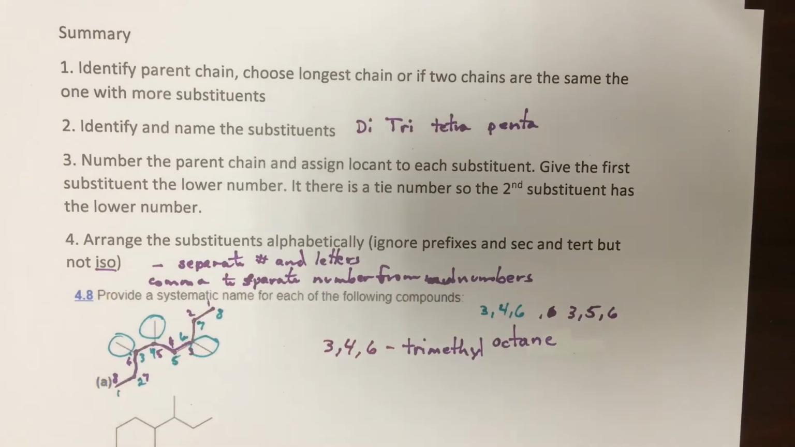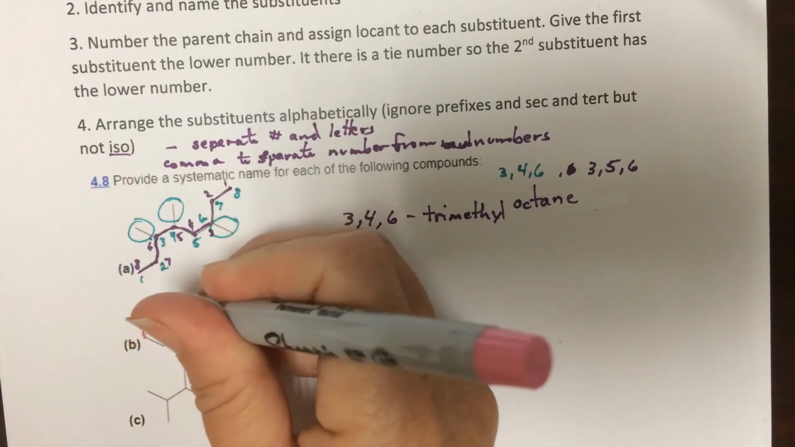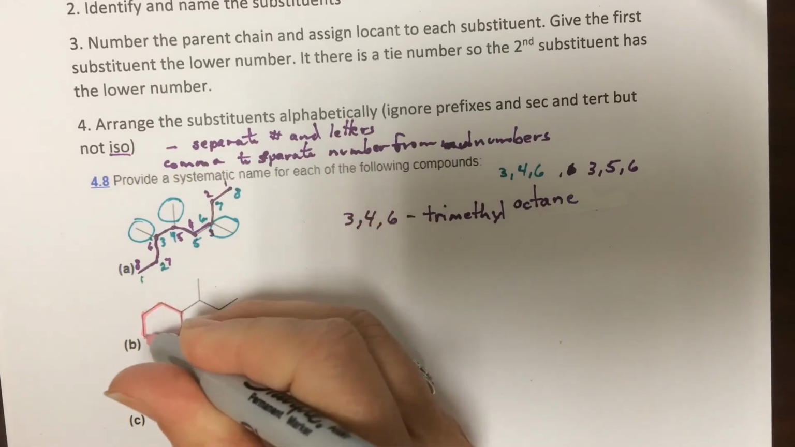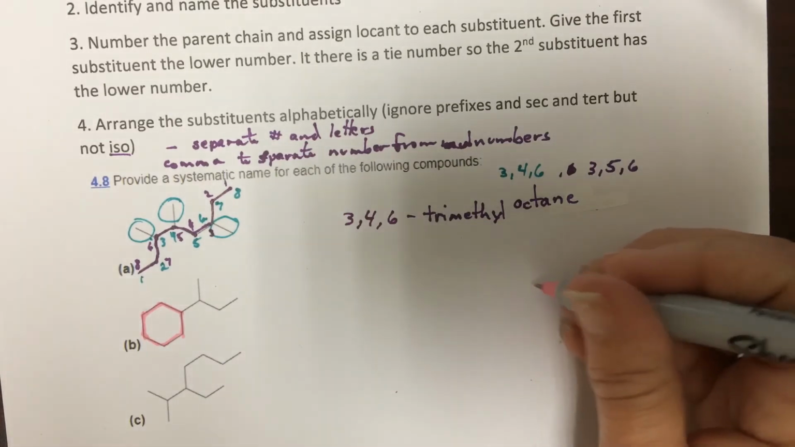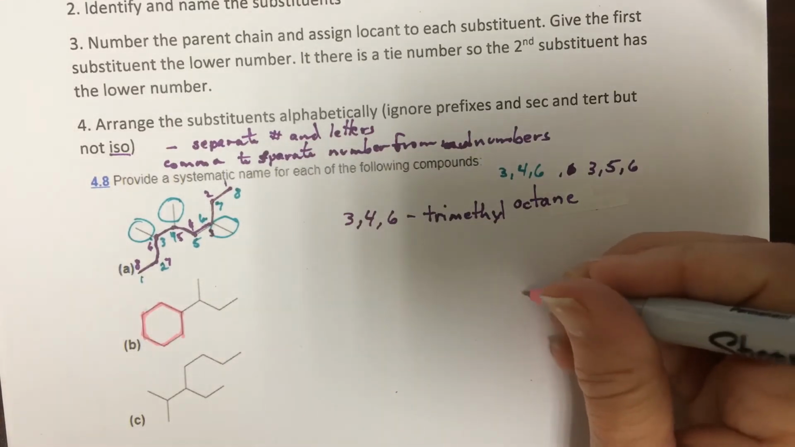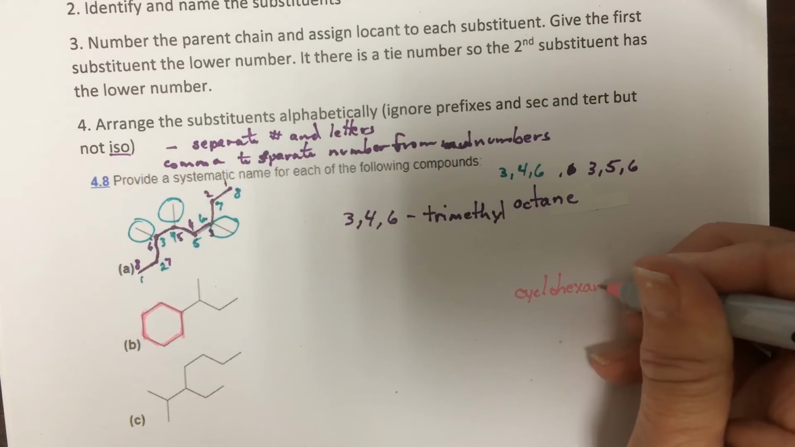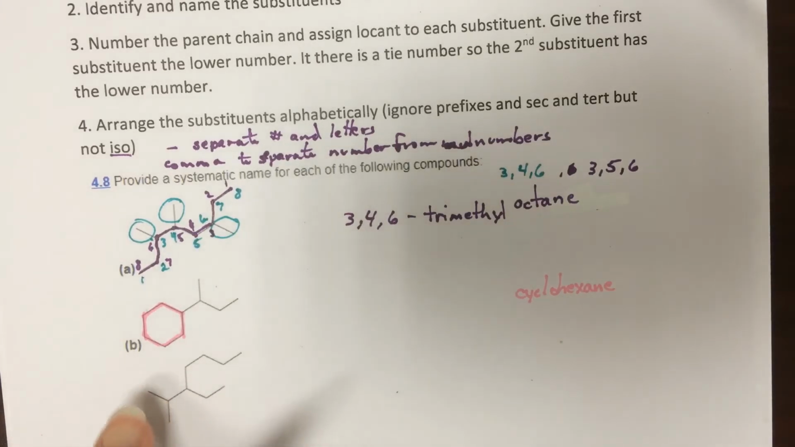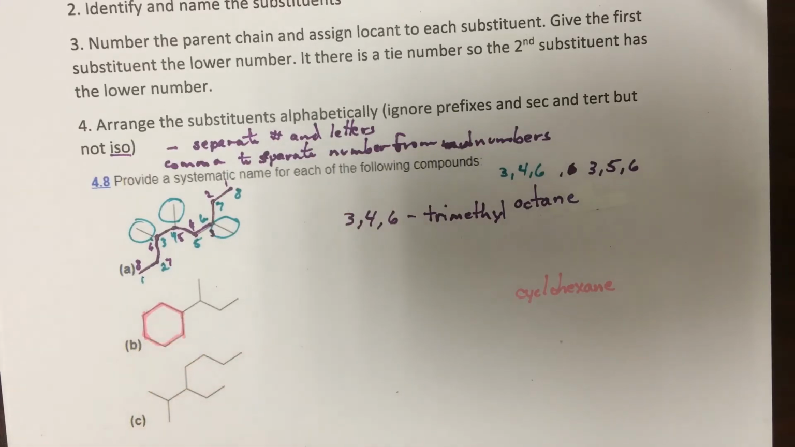Okay, so let's look at the next one. The longest path here is going to be this ring here. So that's a cyclohexane. And we don't need to number it because there's just one group off of it. It doesn't matter which carbon we count that as.